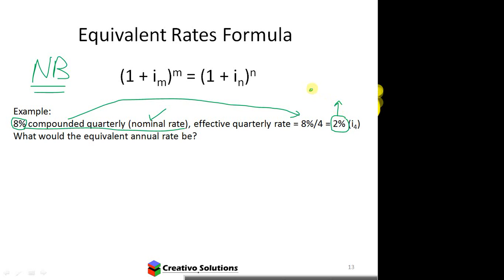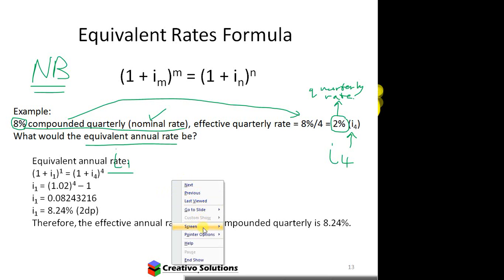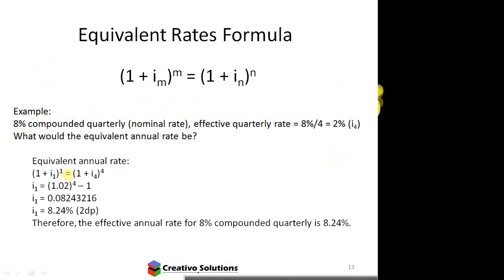This is the quarterly rate. 2% per quarter. What did the question want? The question wanted the equivalent annual rate, which is I1. This was I4. Why is this I4? Because that's the rate for each quarter. Why is this I1? Because that's the rate for 1 year. It's the number of periods in the year. That's what you're looking at. Does that make sense? So how do I do the calculation? Well, I've given you a worked example.